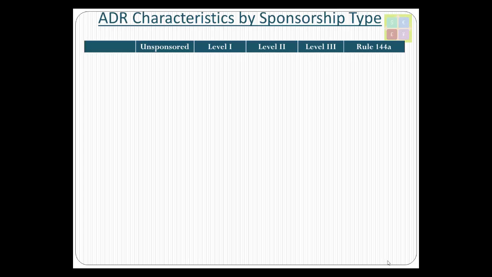Let's take a look at ADR characteristics by sponsorship type. When it comes to ADRs, there are different sponsorship levels. The lower the sponsorship level, the easier it is to issue ADR under that level. So let's do some comparison of different types of sponsorship levels. Of course, the first one is unsponsored that we just talked about. Then we have level 1 sponsorship, level 2 sponsorship, level 3 sponsorship, and sponsorship under the SEC Rule 144A that we just talked about for private placement.